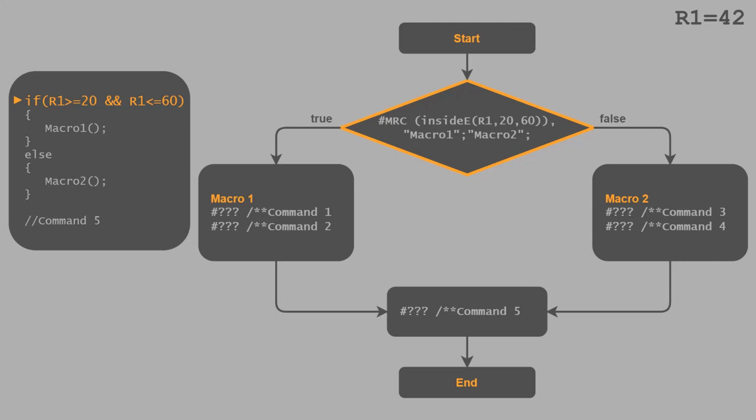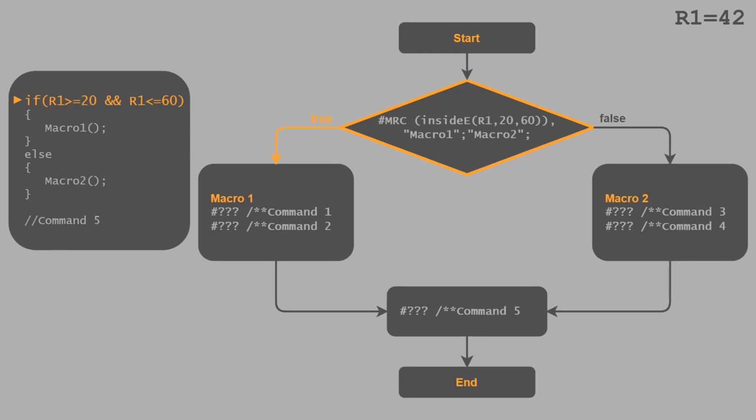For the condition, we choose the calculation insideE. This also needs 3 parameters. First, the register value to be checked, and second, the two limit values. In our case, 20 and 60. Two calculations are provided, insideE and insideU. If the two boundaries should be included, choose insideE, E as in equal, otherwise insideU.